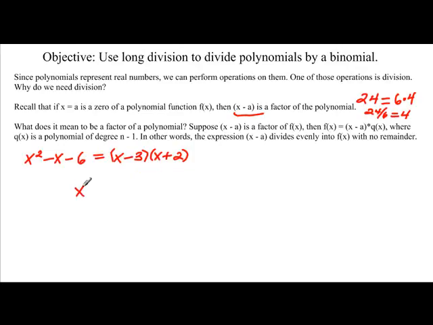So if we want to divide x squared minus x minus 6 by x minus 3. Well, division of polynomials is just like division with real numbers. We want to take this x and divide into x squared. So we know x goes into x squared x times. And what do you do with that? Well, then you multiply, right? So x times x is x squared. x times minus 3 is minus 3x.